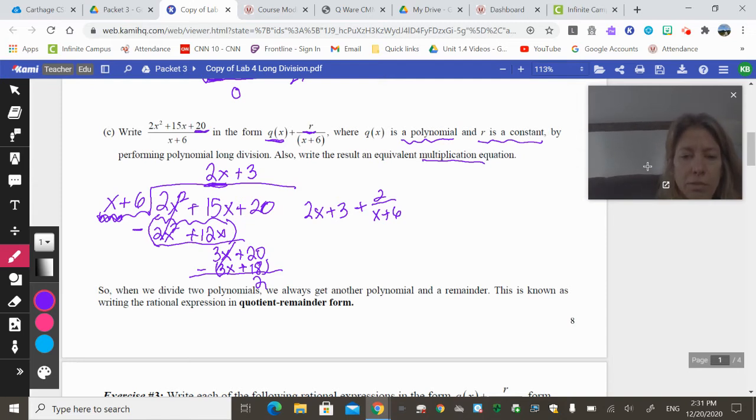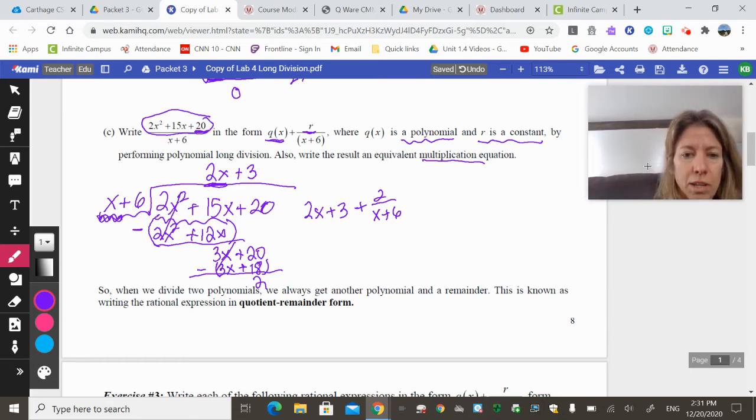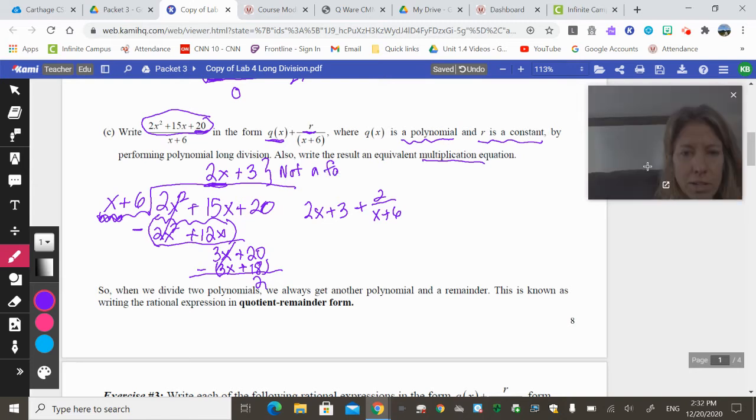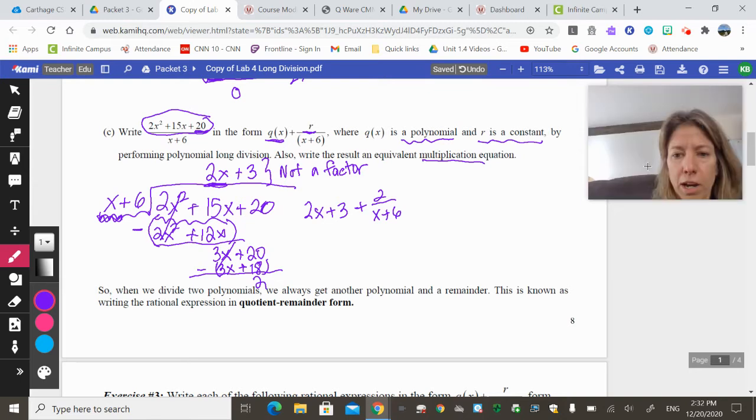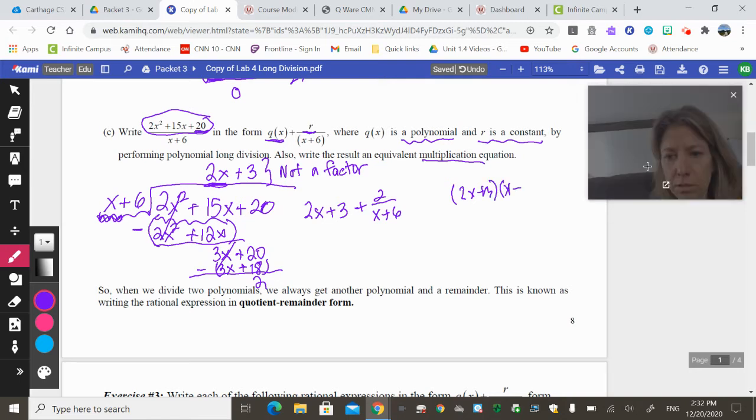Okay, so now in this case, 2x plus 3 is not a factor of our dividend because we do have a remainder. So this 2x plus 3 is not a factor because it has a remainder. Okay, factors by definition divide into something evenly with no remainder. So I've already multiplied the 2x plus 3 times x plus 6 above. And in this case, I'm going to add the 2 to check my answer.